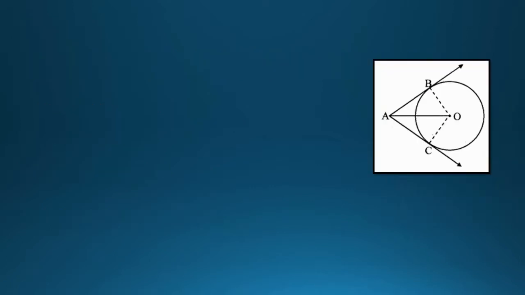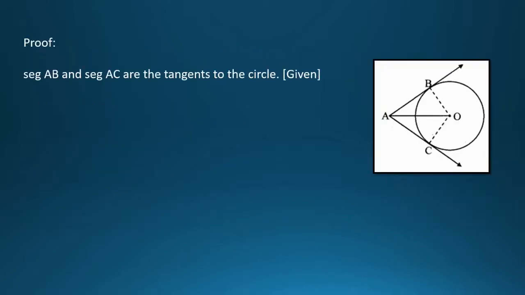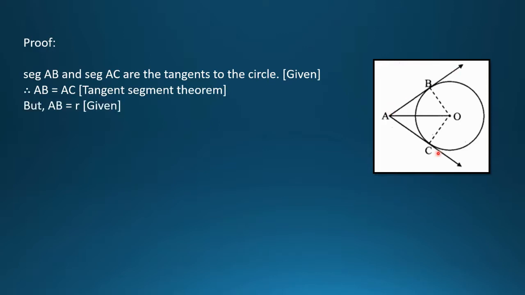Let's start with the proof. Segment AB and segment AC are the tangents to the circle. This is given to us. And AB is equal to AC, because we know by tangent segment theorem that tangents drawn from an external point are equal to each other or congruent to each other. So AB is equal to AC. But AB is given to be R, and since AB is equal to AC, AB and AC both will be equal to R.